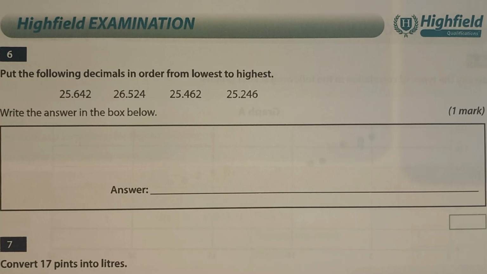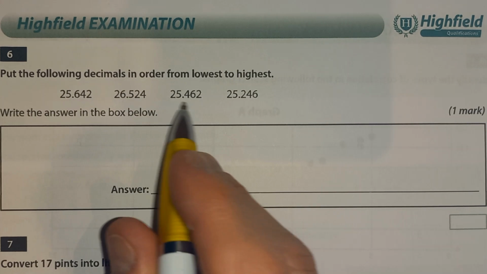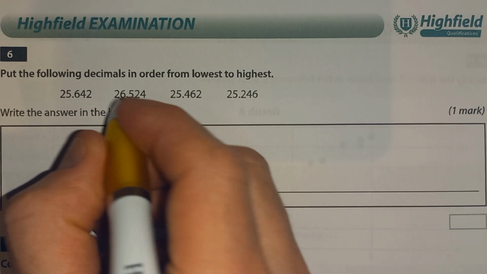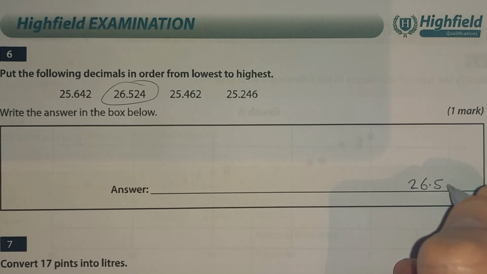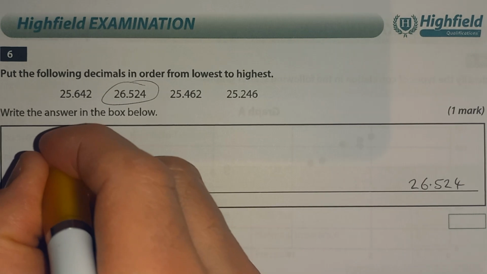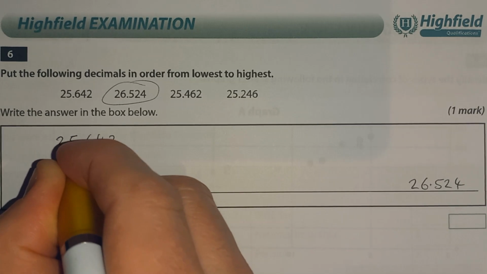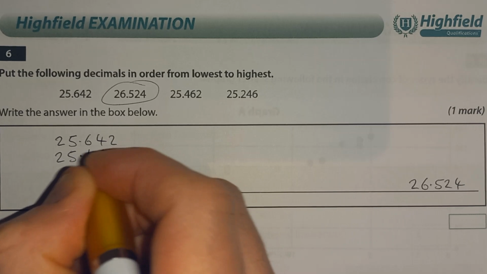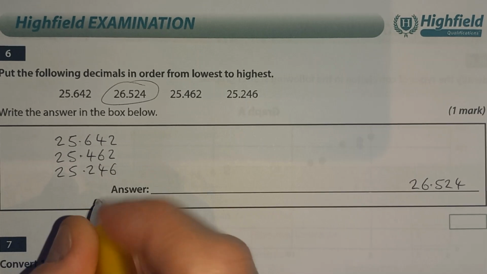Okay, question 6. Put the following decimals in order from lowest to highest. Right, well, we've got 25, 26, 25, 25. Well, this is quite clearly the biggest. So I'm going to write that at the end. For the others, they all look very similar. So what I'm going to do is write them one on top of the other, lining up my tens, my units and decimal places.